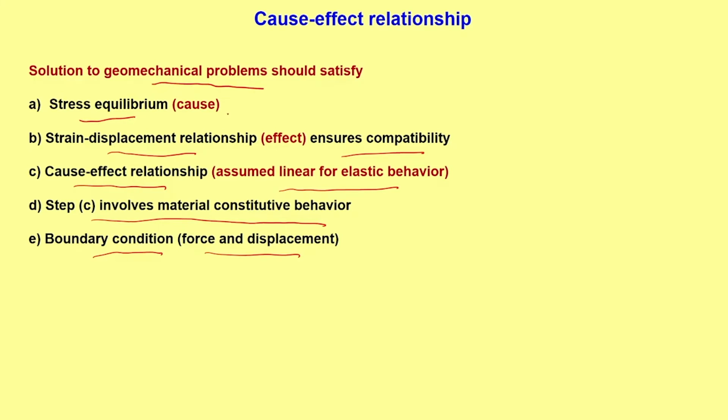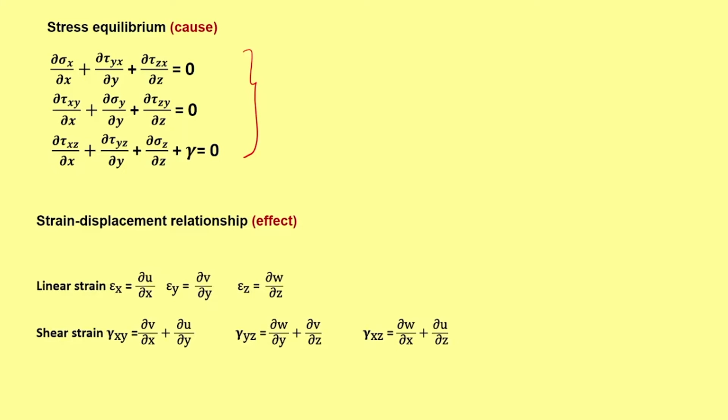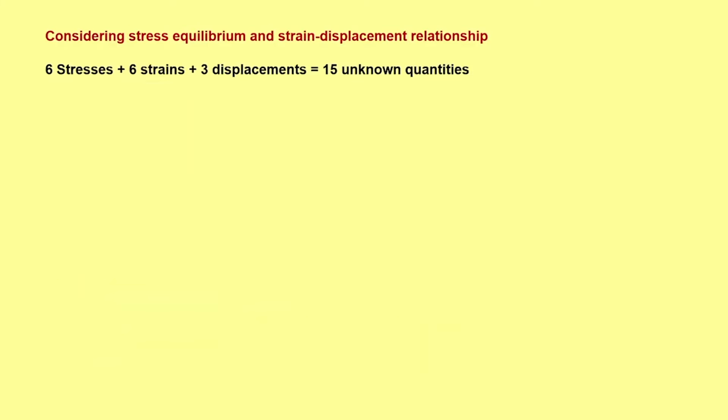In that, we have discussed stress, and we have discussed the strain displacement relationship. So, in this lecture we will specifically understand the cause effect relationship. To summarize, this is about the stress equilibrium equation, which we have already discussed before. Just for completeness, I am repeating it. Again, the strain displacement relationship, which is the effect: linear strains epsilon x, epsilon y and epsilon z, and shear strain, which is the engineering shear strain, is given in this manner. I will not spend time here, we have already discussed this.